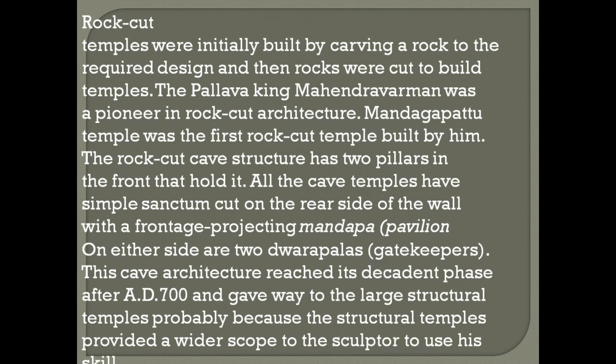The rock cut cave structure has two pillars in the front that hold it. All the cave temples have a simple sanctum cut on the rear side of the wall with a frontage projecting mandapa pavilion. On either side are two dwarapalas, gatekeepers. This cave architecture reached its decadent phase after AD 700 and gave way to the large structural temples, probably because the structural temples provided a wider scope to the sculptor to use his skill.